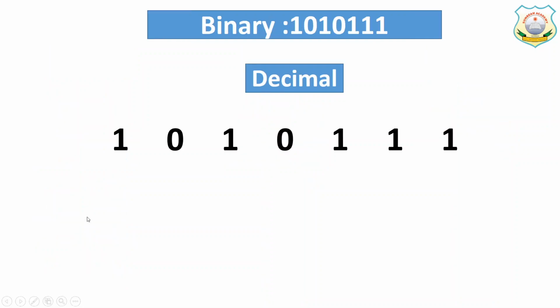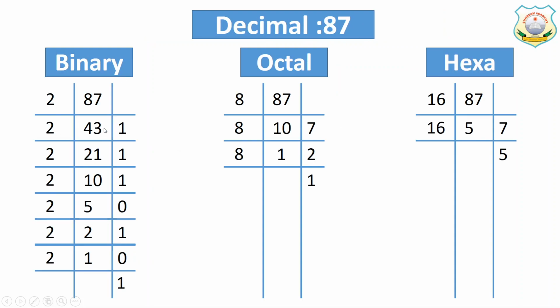So this is the binary number. I took the same number, 1010111, and if I really want to convert this binary to decimal, okay, this is decimal to binary, binary to decimal.